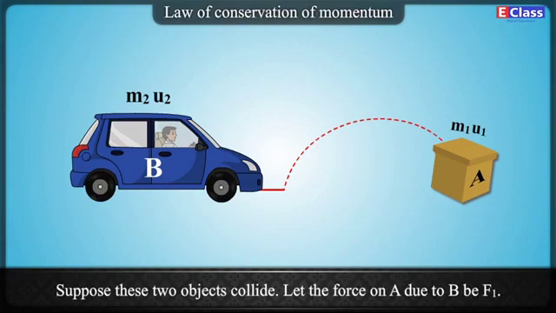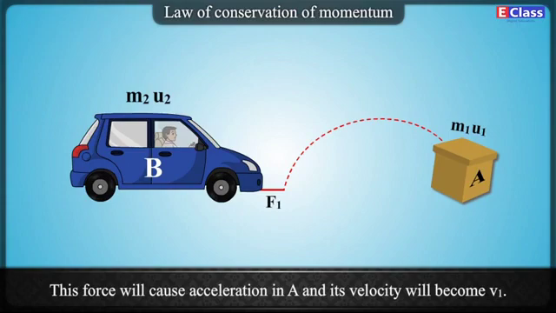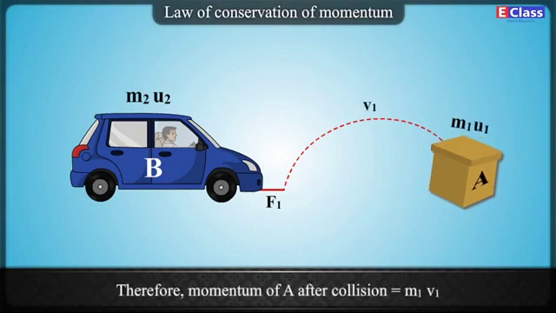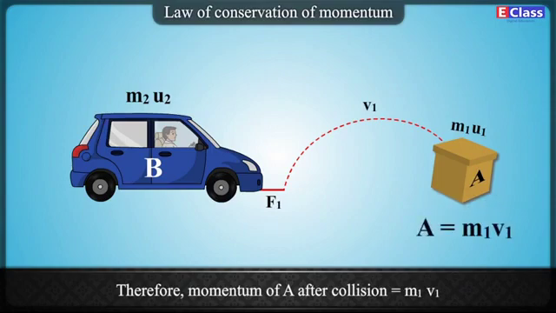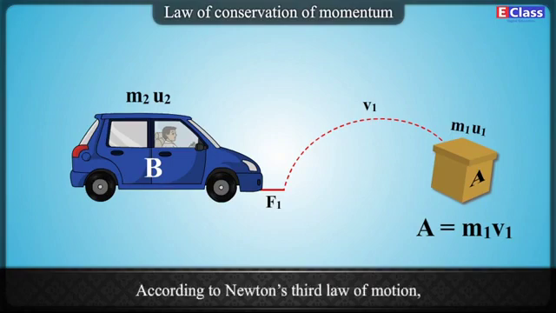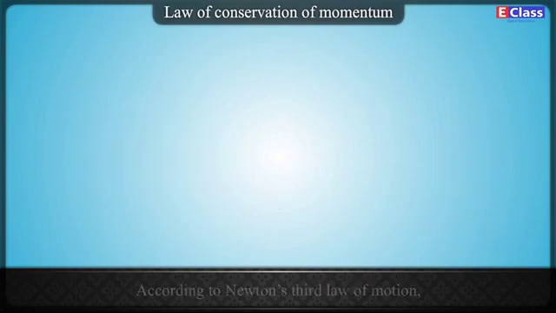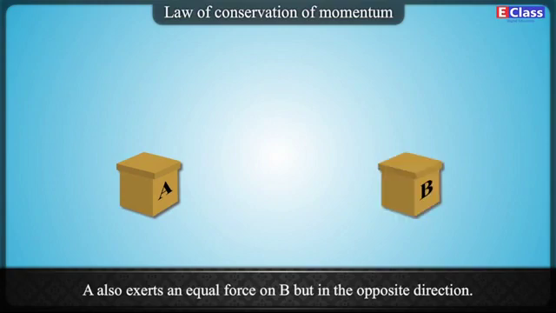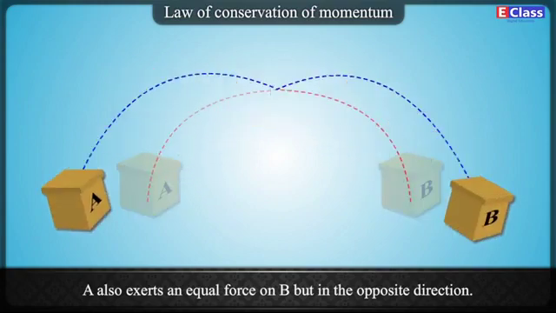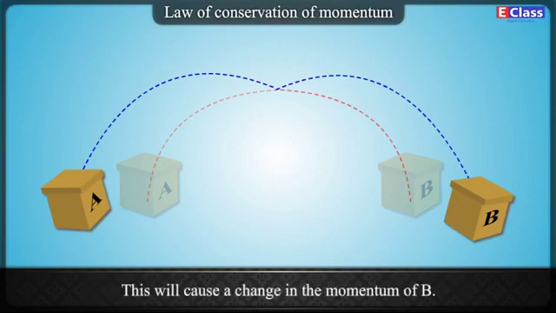Let the force on A due to B be F1. This force will cause acceleration in A and its velocity will become v1. Therefore, momentum of A after collision is equal to m1v1. According to Newton's third law of motion, A also exerts an equal force on B, but in the opposite direction. This will cause a change in the momentum of B.